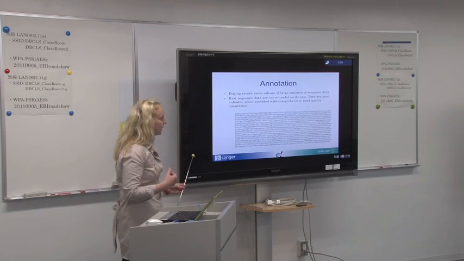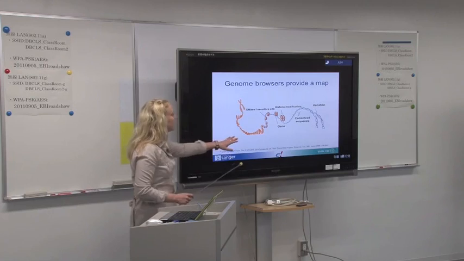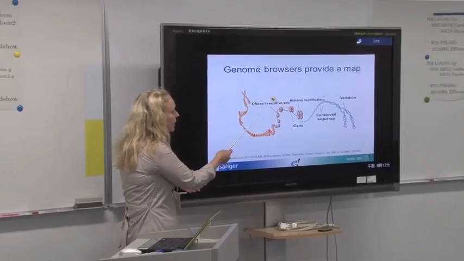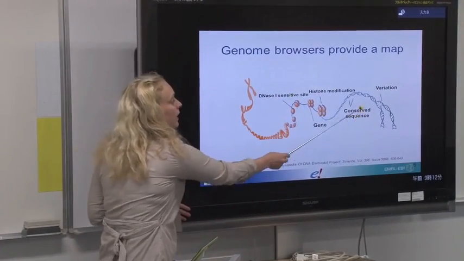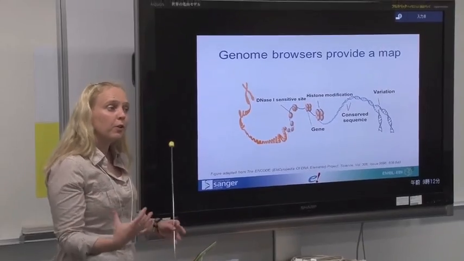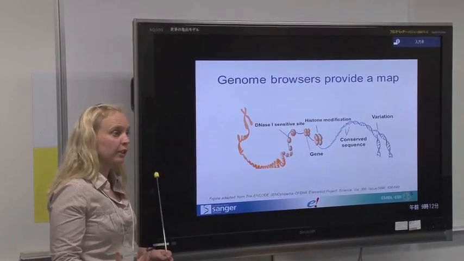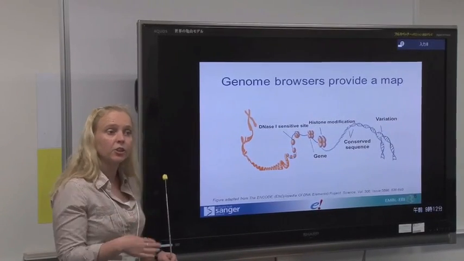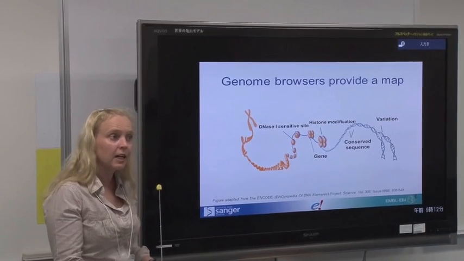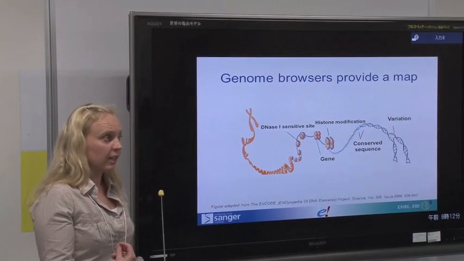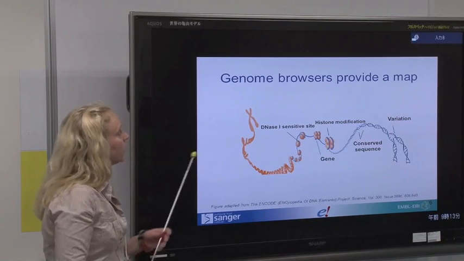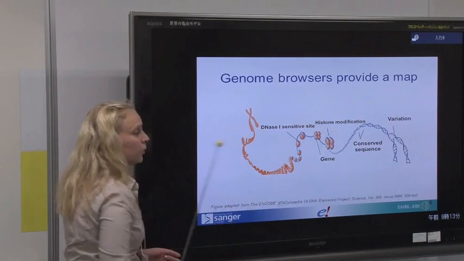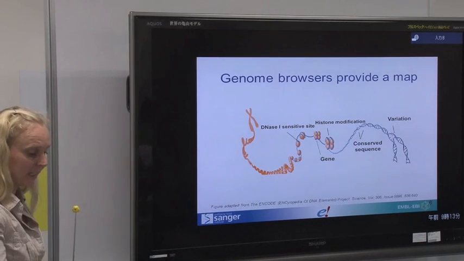What annotation does is basically it tells you where in the sequence the genes are, what maybe some functional regions of the sequence are, whether the region is conserved. This is what we call annotation, and this is what you can find in Ensembl. So it starts from the sequence, and it tells you where genes are, variations are, conserved regions are. So that is what you can find in genome browsers. They provide a map telling you what can be found where in the sequence.